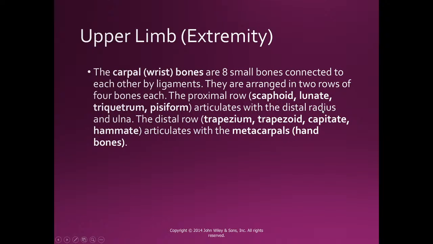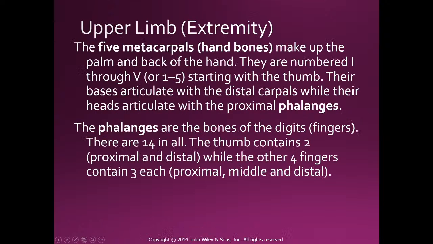So there are 5 metacarpals in the hand. These are the long bones you find in the palm of the hand, and they make up the palm and the back of the hand. They're numbered 1 through 5, starting on the thumb side. On the thumb side it's numbered 1, then 2, 3, 4, 5, with 5 down on the pinky side or the small finger side.